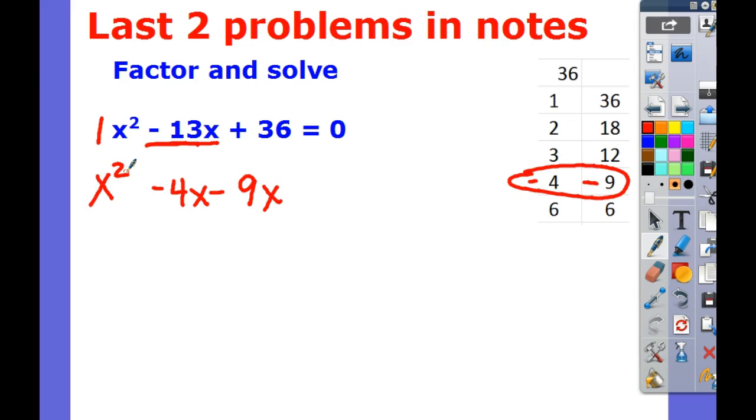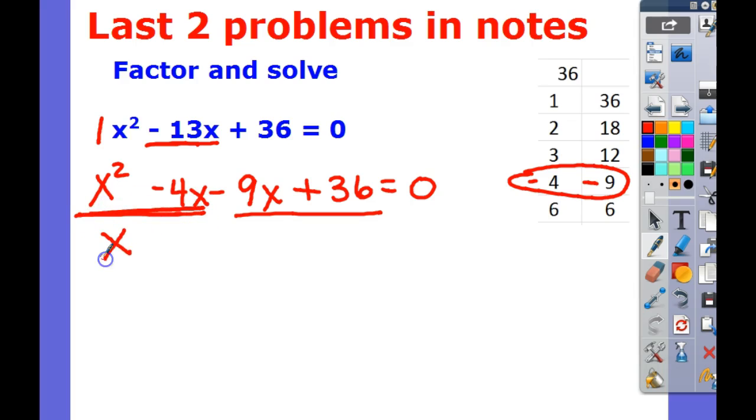Still have the x squared in front, still have the 36 in the back. Working it out the long way, you make two groups of 2. The GCF here is x. The GCF here is negative 9. Just coming back to your memory.